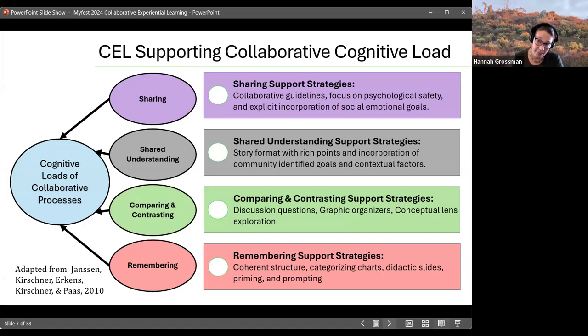Now, to support remembering, we make sure we have a very coherent structure. We give categorizing charts and categorizing domains to support remembering information that fits in those domains. We have didactic slides. We have priming, and we have prompting. So when I'm saying didactic slides, I will give you maybe 3 minutes of didactic information.